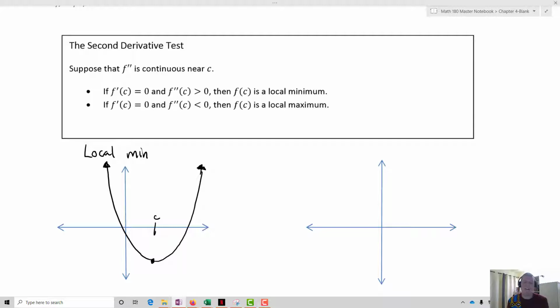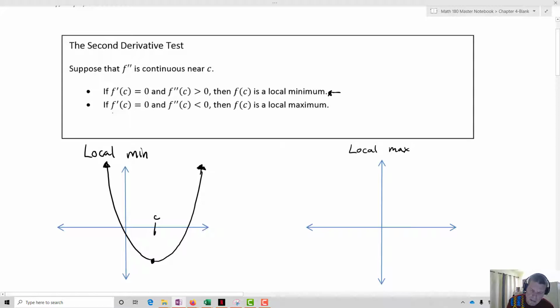And we also can't have it going the other way. It can't be concave down, because we'd end up with a cusp, which is not differentiable. So consequently, we have these two characteristics, and we get a local min. Now, if f prime of c is equal to 0, so again we've got a critical number, and f double prime of c is less than 0, then f of c is a local max.